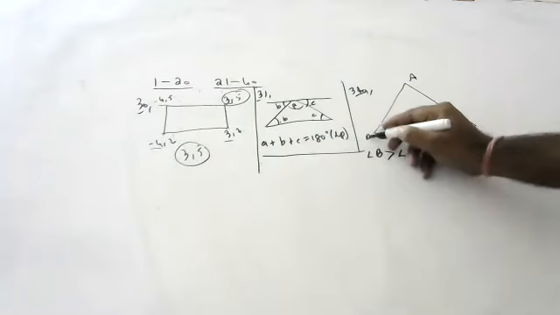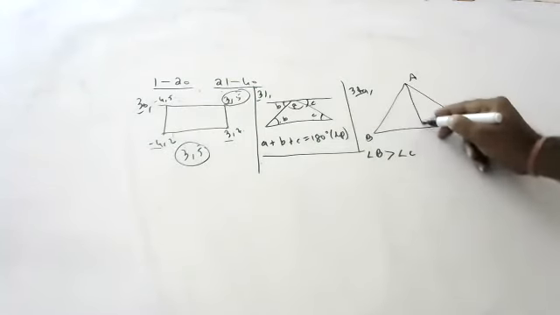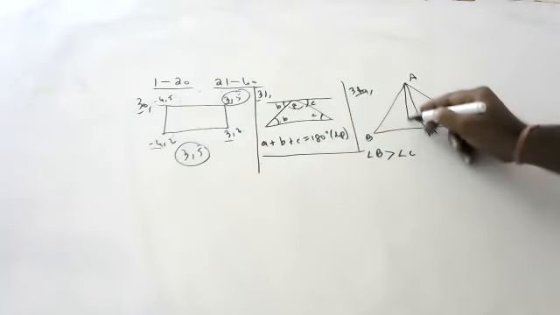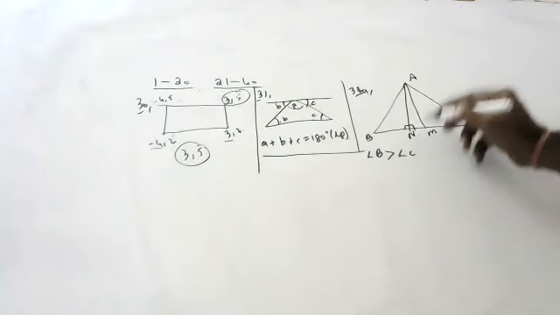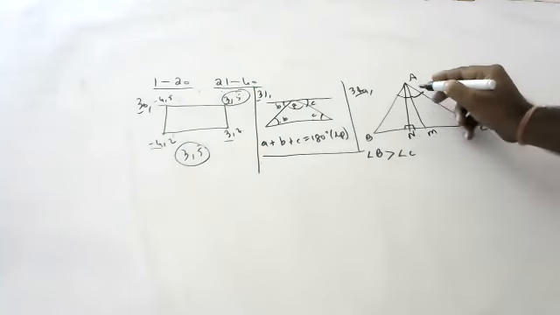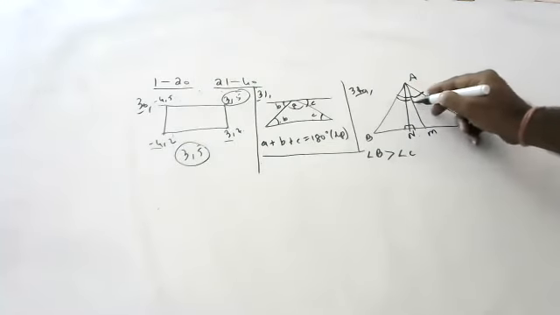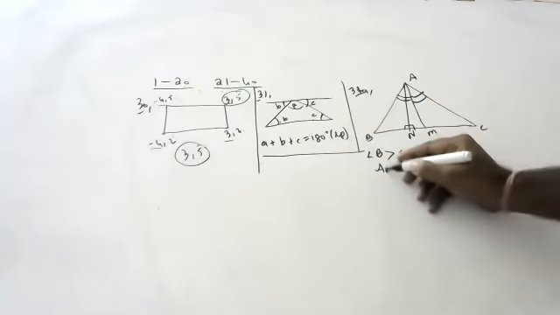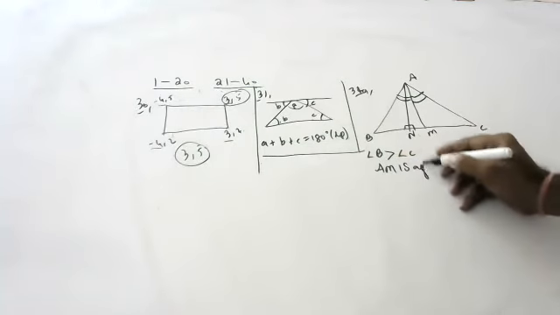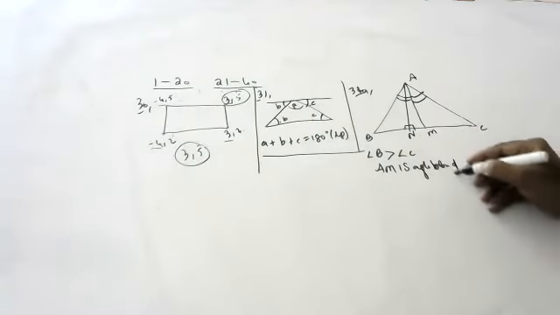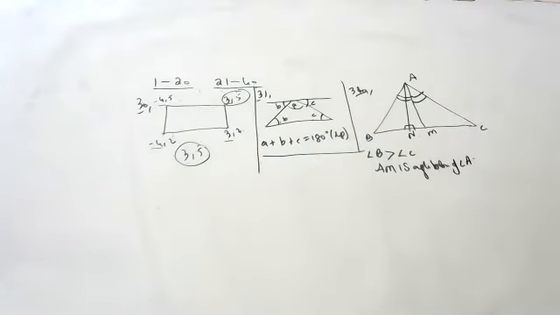This is A, this is B, this is C. This is AM. AM is the angle bisector, children. AM is the angle bisector. This total angle will be equal to this total angle. AM is the angle bisector of angle A.